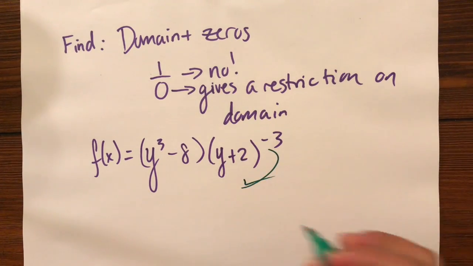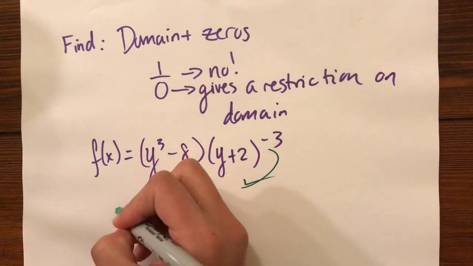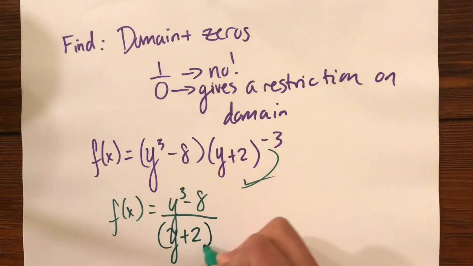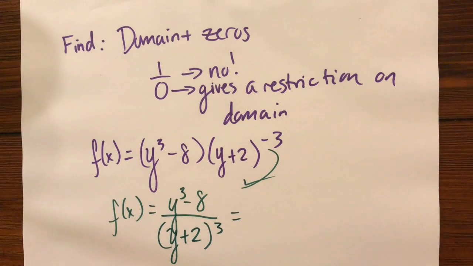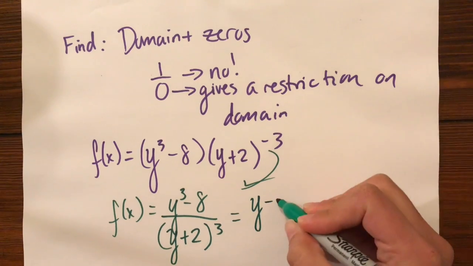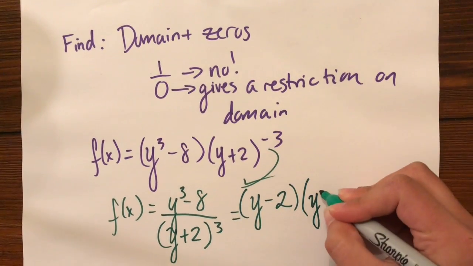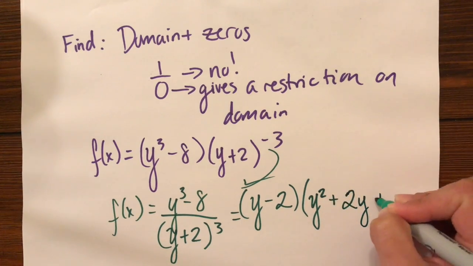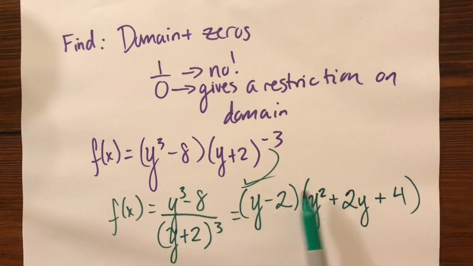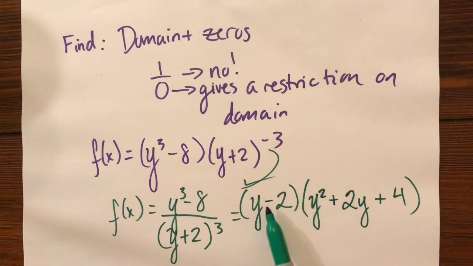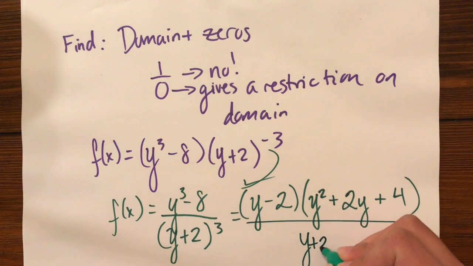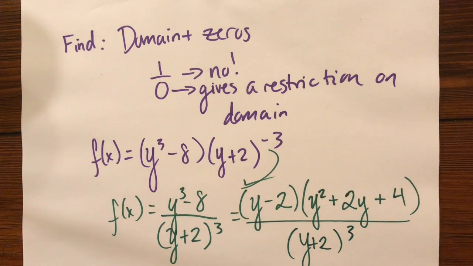Okay, so we have our function, which is equal to y cubed minus 8 times y plus 2 to the negative 3 power. The negative 3 power is this magic tool that moves it to the bottom, so it's going to go to the bottom, and then the negative disappears. Now, I'm going to factor y cubed minus 8. If you don't remember difference of cubes, you can just look that up in the book. There are formulas for it. Okay, but it's going to be y minus 2 times y squared plus 2y plus 4. All I was doing with my pen there was double checking that that was the correct way of factoring it.